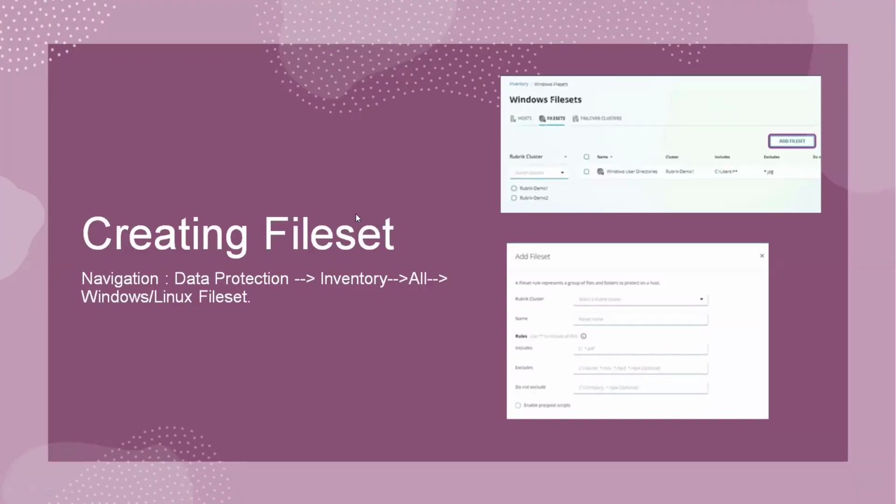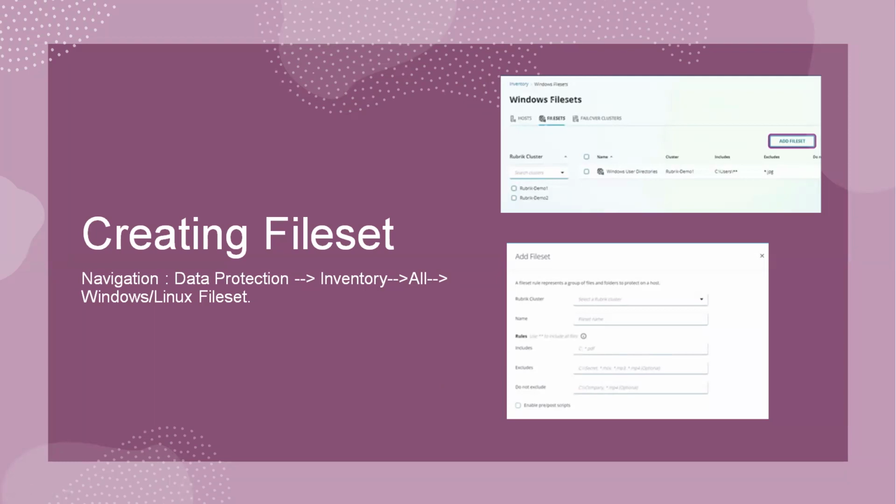Creating a fileset: the navigation is Data Protection, Inventory, All Windows, Linux Fileset. If you go here, we can see Fileset. Click on Fileset. There is an option to add a fileset. If you click on Add Fileset, we get this window. Here we have to give the Rubrik cluster name and the name of the fileset. Once we give the fileset name, we have to provide the includes and exclusions. Usually for includes, we will give star star. If you give star star, it will take all the files.